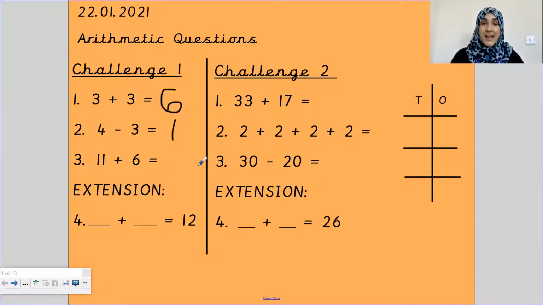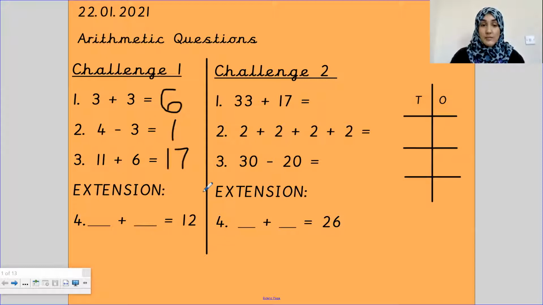Next, I've got 11 add 6. So I can't use my fingers for this one. I'm going to put 11 in my head, lock it in, hold up 6 fingers and count on. Because it's addition, I know I'm counting forward. So that's 11 in my head, 12, 13, 14, 15, 16, 17. Well done. So 11 add 6 equals 17.